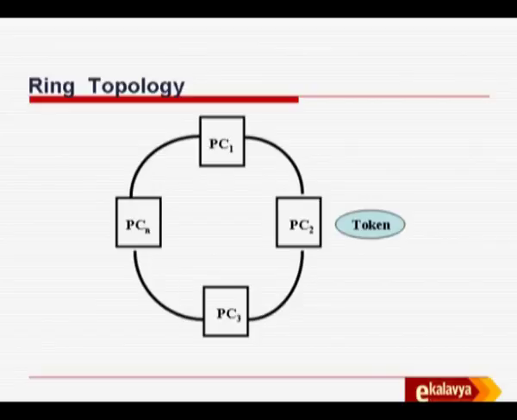Observe that there cannot be any collision in this network, because at any time only one fellow is permitted to transmit. Nobody else can transmit. And that person is the person who holds the token. So this is called a token ring kind of protocol. This was perfected by IBM.